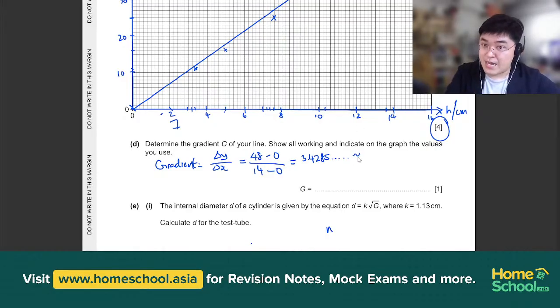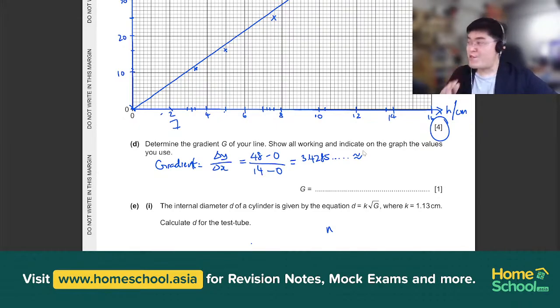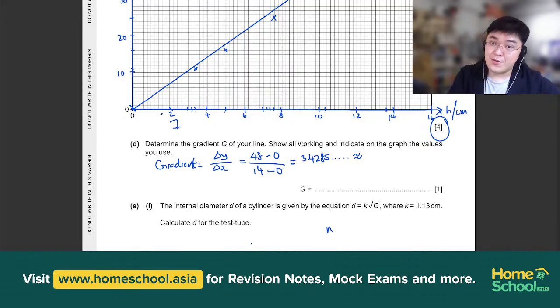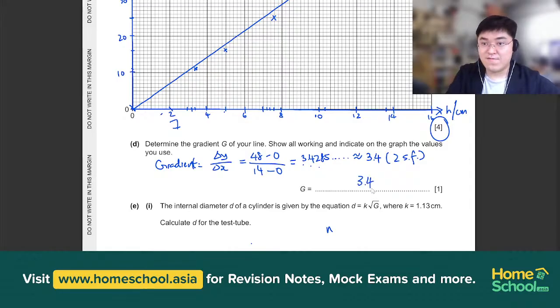But in Cambridge exams, you want to present your final answer in 2 or 3 significant figures. In my case, I want to use 2 significant figures. The first significant figure is 3, second is 4, third is 2. Let's look at 2, which is the third significant figure. 2 is less than 5, so we round down. The number in two significant figures is 3.4. This is our gradient, and we have to make sure it is in two significant figures. That's how we get the answer of 3.4.